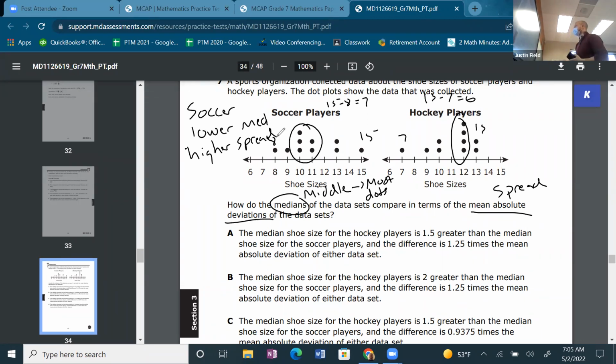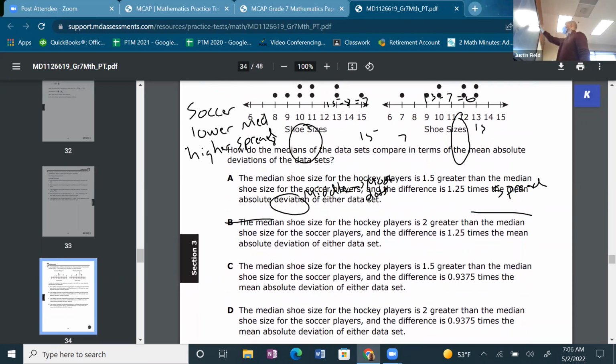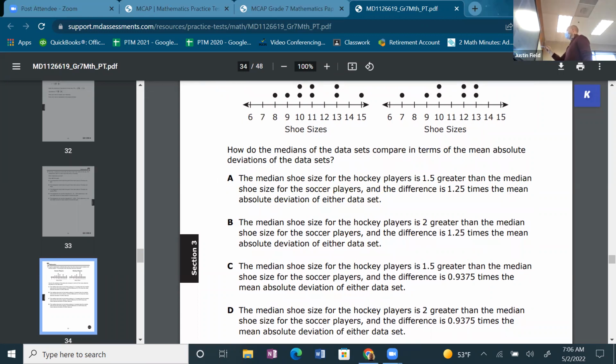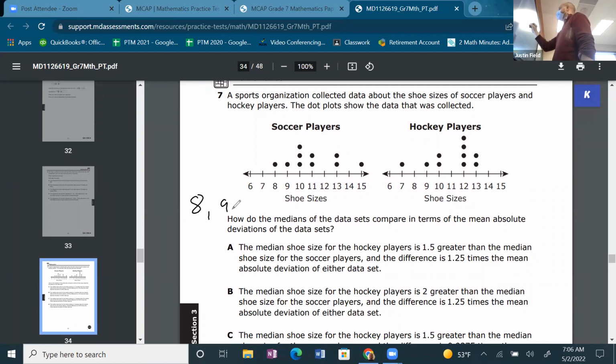Am I going to go through and calculate these things? No. We are just comparing the relationship. The median shoe size for the hockey players is 1.5 greater than the median shoe size. The difference is 1.2. Oh man, maybe they do want me to calculate it. I'm going to see if I can get away with not calculating. Okay, so the median is 2 greater. The median is 1.5 greater. Oh, okay. We have to calculate it. Okay, let's calculate the median for the soccer players. I tried to get away with it, but those numbers are too close.